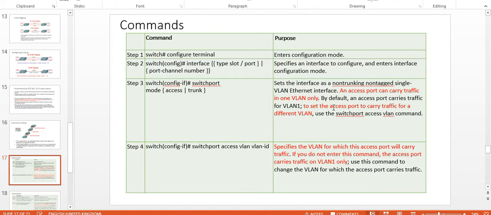But to set the access port to carry traffic for a different VLAN, okay, and multiple VLANs, you use basically this command which is trunk, okay. Access can carry only traffic in one VLAN, remember this concept, right? Okay, switch port access, then your VLAN and then your VLAN ID.